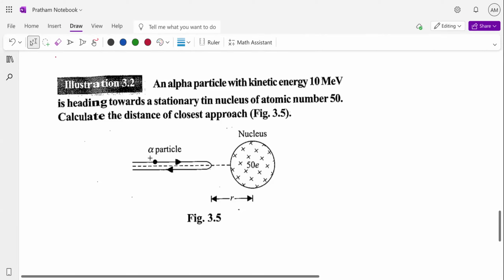Take two or three minutes and let me know if you're clear with the concept or you need help.